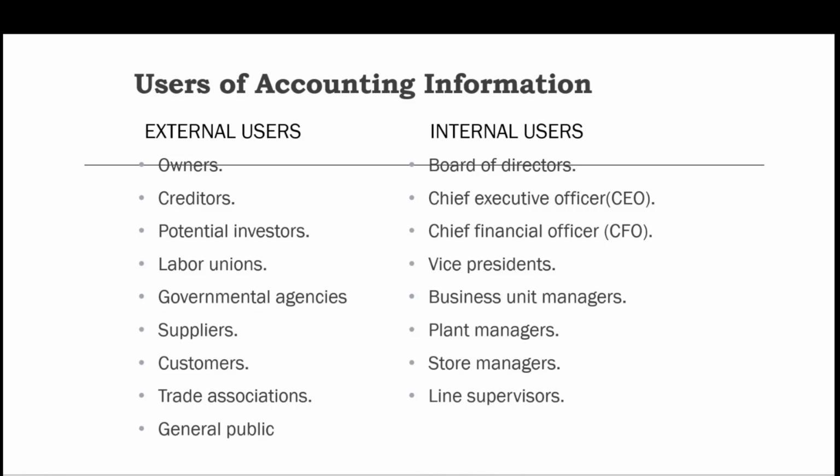Suppliers, I think we've already covered; they are the same as creditors. Customers, which part of the financial statement do you think will interest them the most? I think what will interest them is the cost of sales, because I believe the cost of sales determines the price the company is offering to its customers. Okay, good stuff.